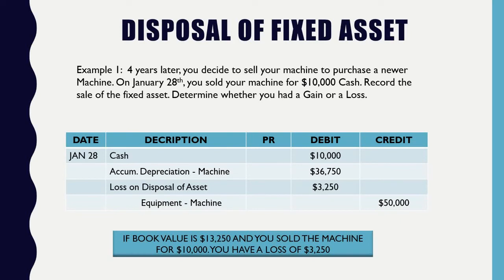Okay? And this is typical, right? Usually, when you do sell your fixed assets, oftentimes you are more likely to take a loss than you are to get a gain. Okay? But that's an example of what happens when we sell our fixed assets and we end up getting a loss. Okay? So that's how we get rid of it off of my books.